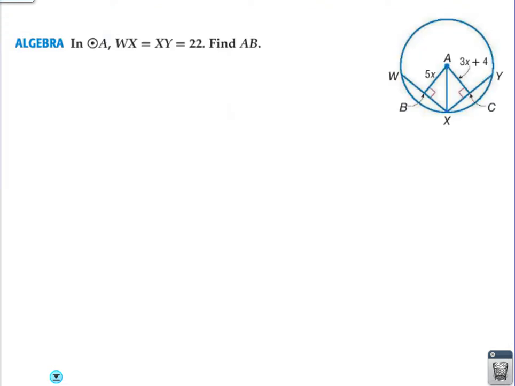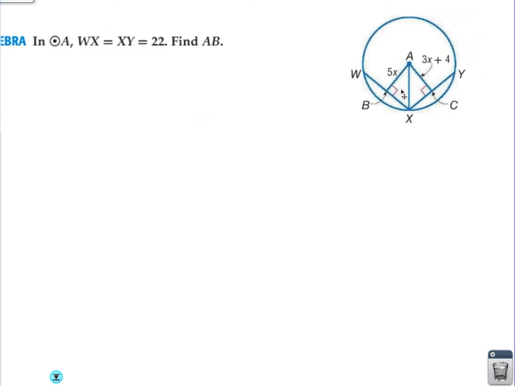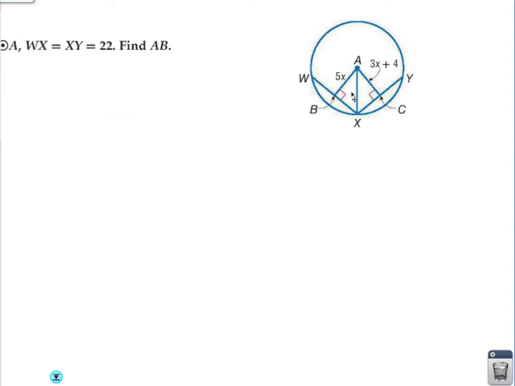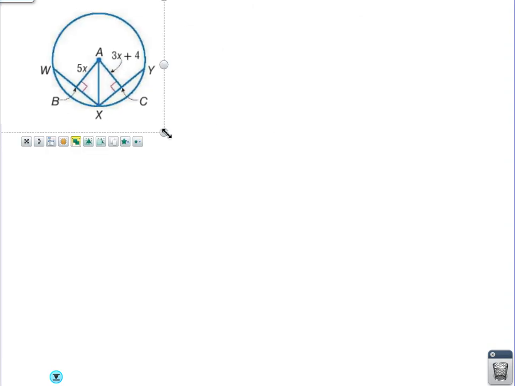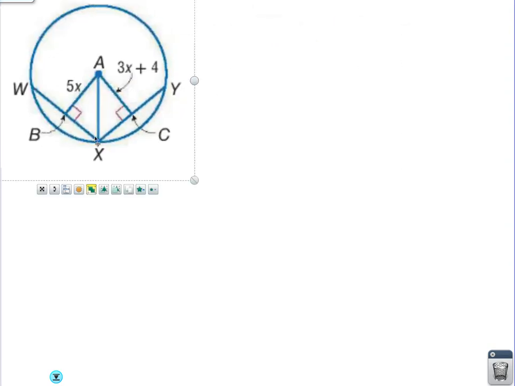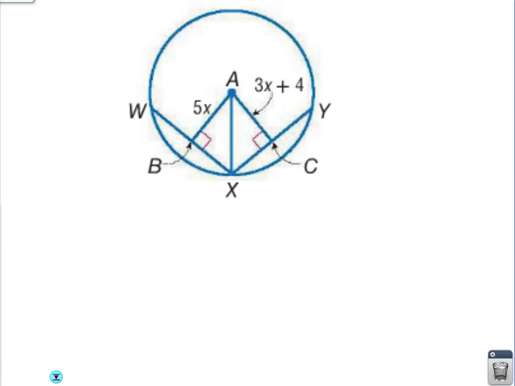So here we go. Look at that funny looking shape. Now it looks crazy. WX equals XY equals 22. WX, XY are both 22. Let me write that down. I'll blow it up. WX equals XY equals 22. So you have WX, which is the chord here. You'll see that chord. XY is this chord here, and they're both 22.